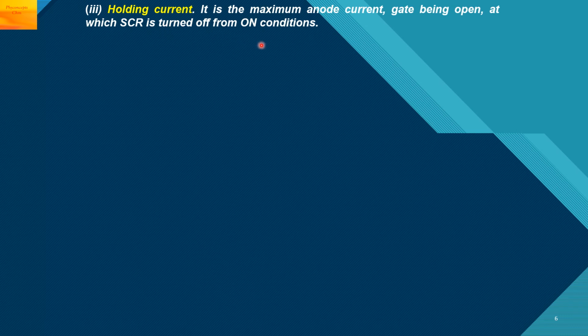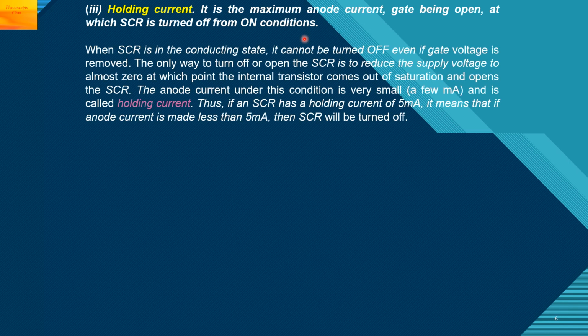Holding current is the maximum anode current, gate being open, at which SCR is turned off from on condition. If an SCR has a holding current of 5 milliamperes, it means that if the anode current is made less than 5 milliamperes, then the SCR will be turned off.